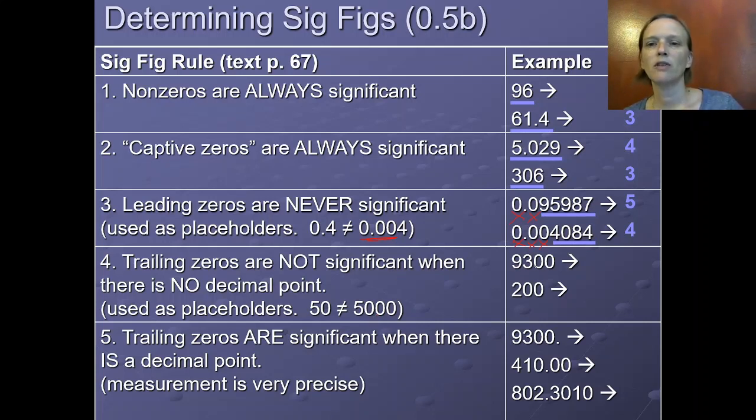So here, 9,300, that number has just the 2 underlined significant figures. The trailing zeros are not significant. Similarly, with the number 200, there's only 1 significant figure there. Those zeros are not significant.